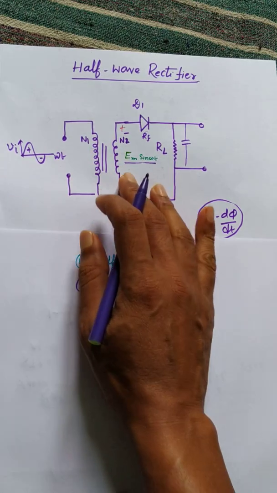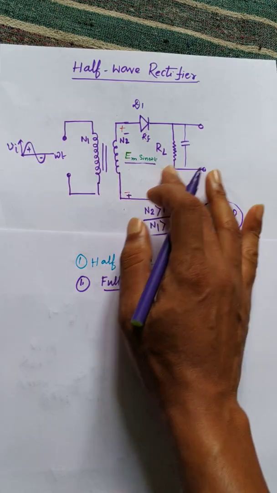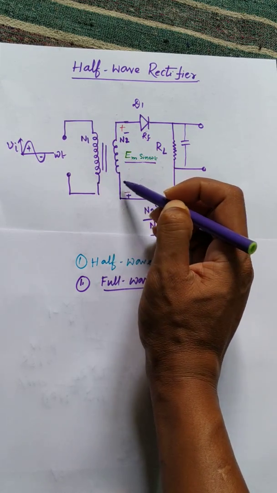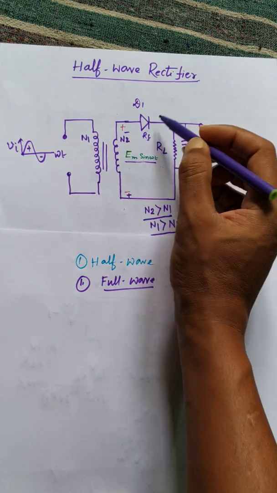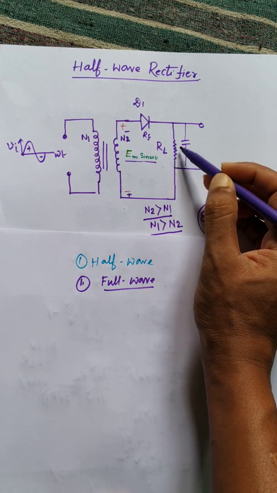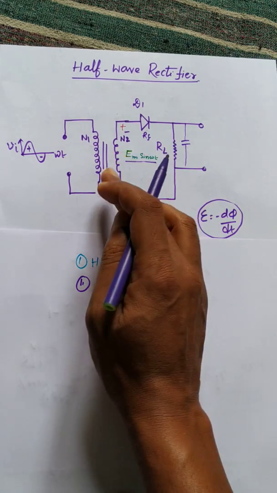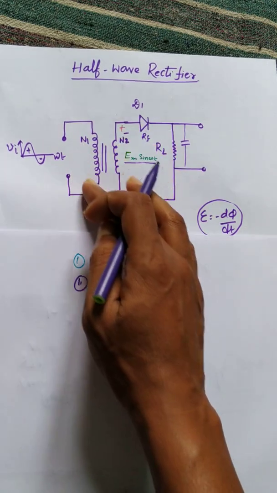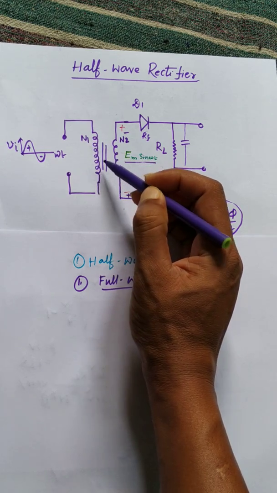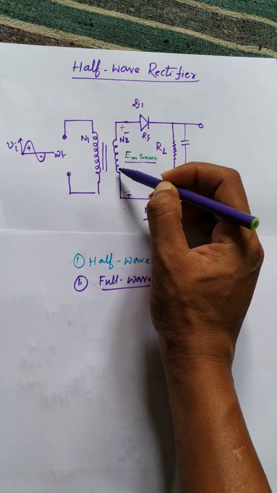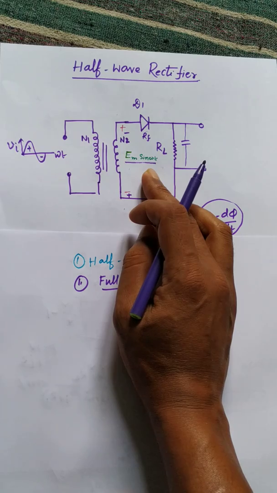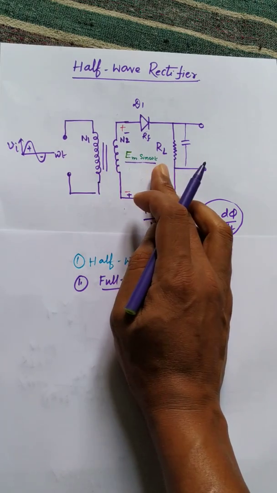This is the circuit diagram of a half wave rectifier, and the circuit consists of a step down transformer, a PN junction diode, and a load resistance. We all know about the transformer. A transformer has two coils, a primary coil and a secondary coil, and depending on the number of turns in the primary and secondary, transformers are classified into two categories.